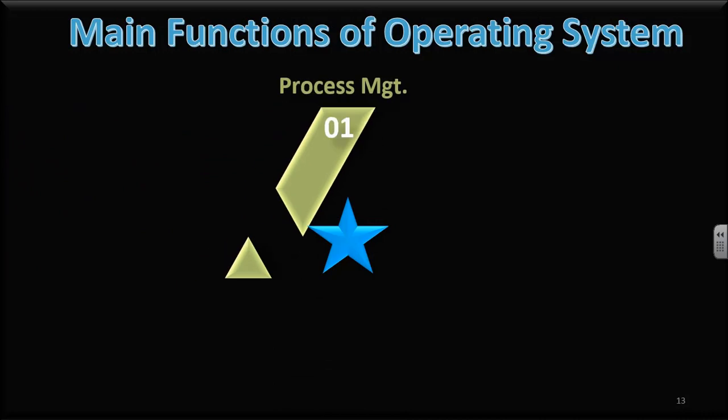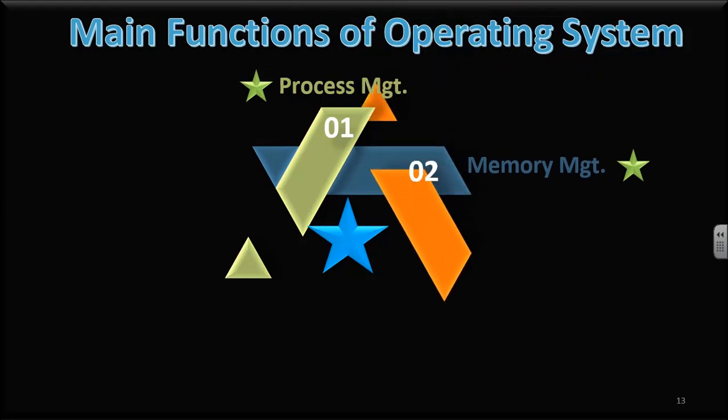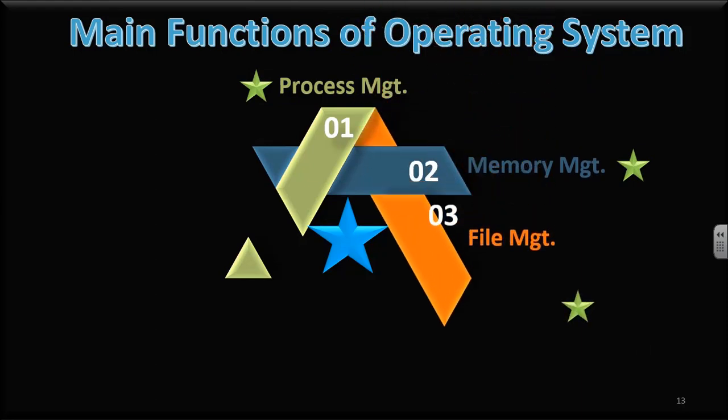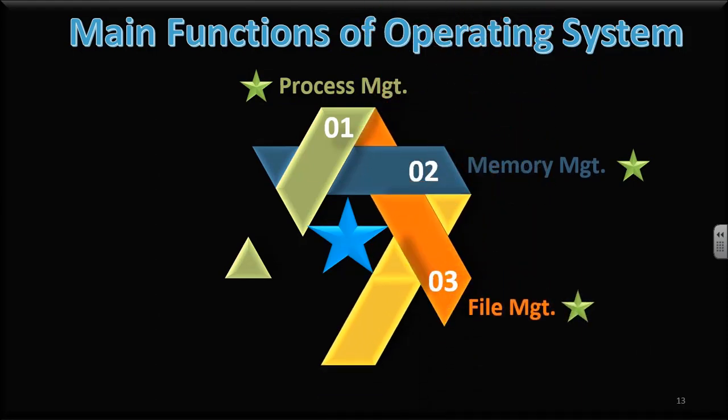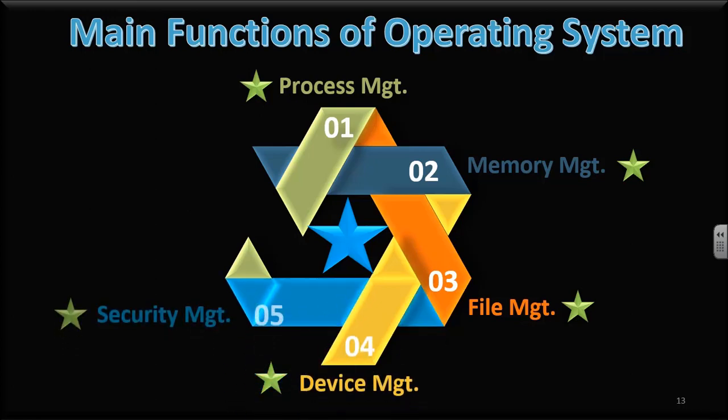The first one is process management. Second one is memory management. The third one is file management. The fourth one is device management. The fifth one is security management.